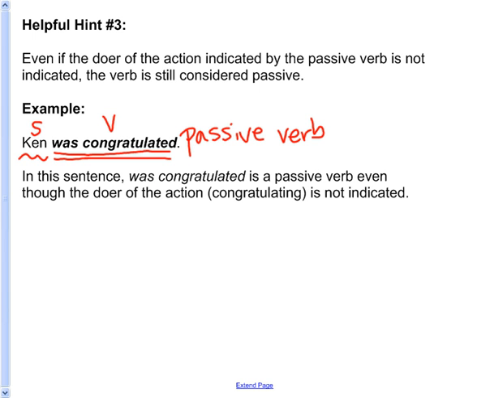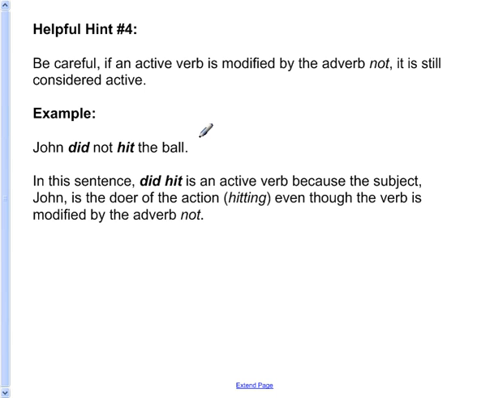And finally, helpful hint number 4. Be careful. If an active verb is modified by the adverb not, it is still considered active. For example, John did not hit the ball. All right, the verb here is did hit. That's our verb, and our subject is John. Now, there is some hitting going on in this sentence. Actually, there's some not hitting going on. And this is what can be confusing.